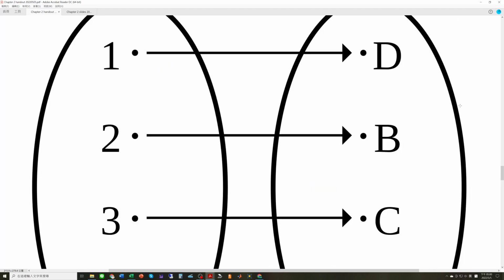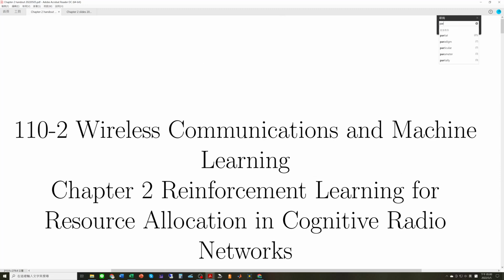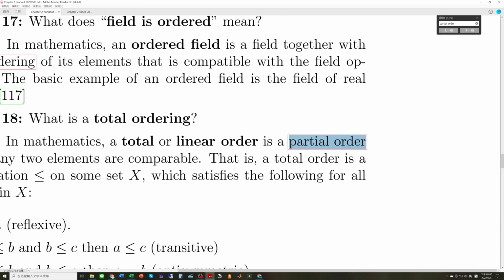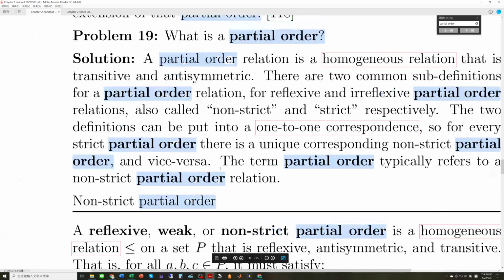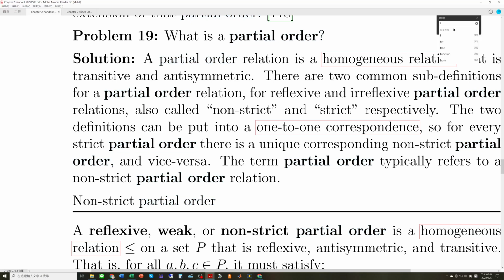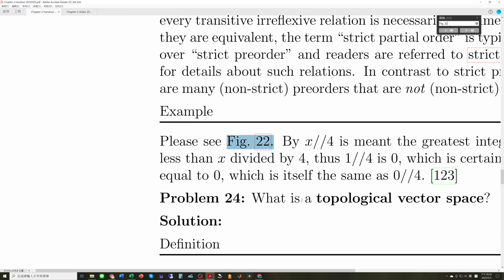Let me search for the partial order. Here. Partial order is problem 19, which we have explained the solution to in the first part of today's class. So let us go to figure 22. Here.